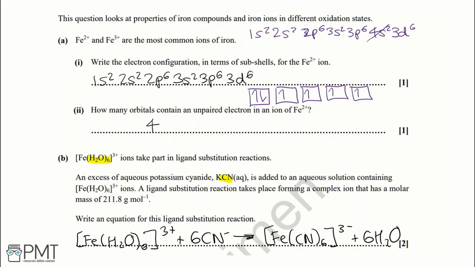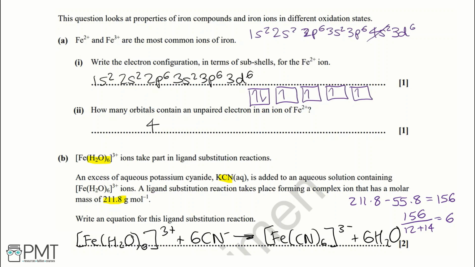Well, we've used the information in the question. We're told that the complex has a molar mass of 211.8. If we work this out, this gives us how many cyanide ligands we're going to have. So we do 211.8 minus 55.8, that's the molar mass of iron, and that gives us 156. And then we do 156 divided by 12 plus 14, so that's the molar mass of cyanide, and that equals 6. So that shows us that we're going to have 6 cyanide ligands.